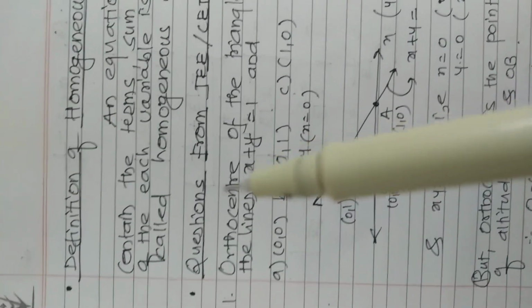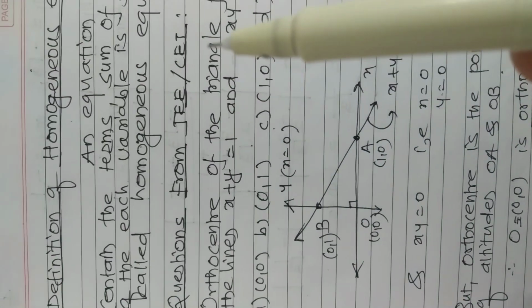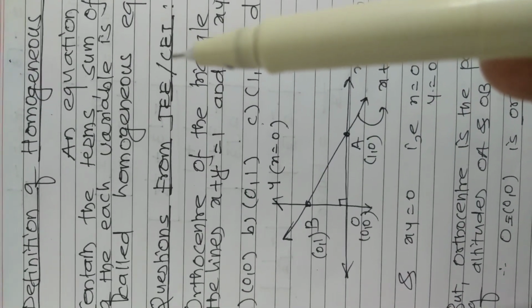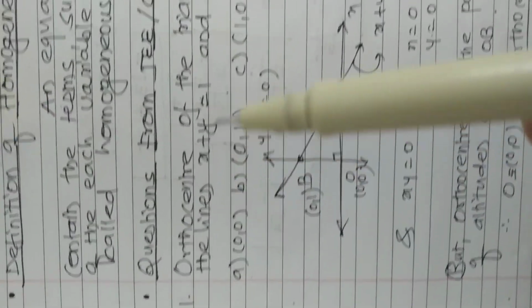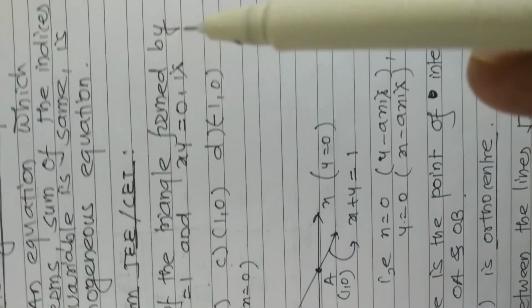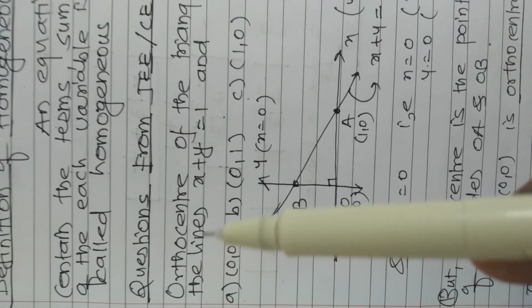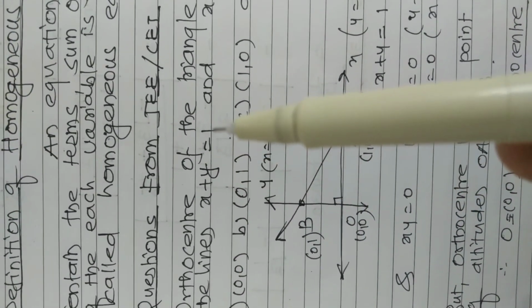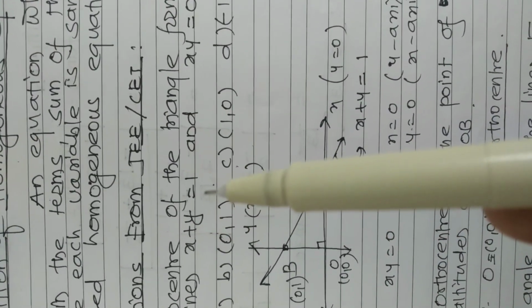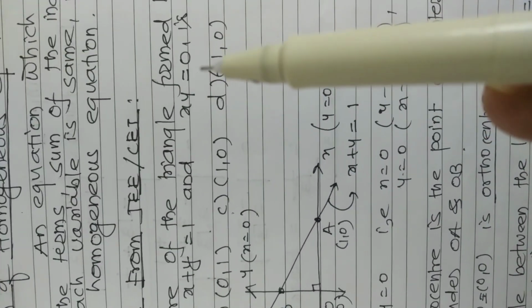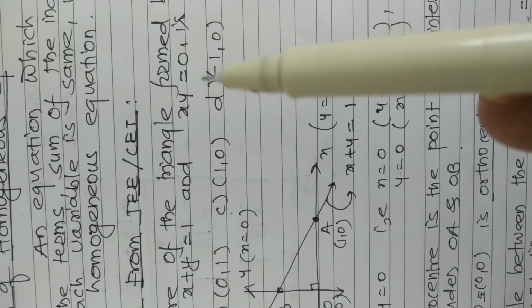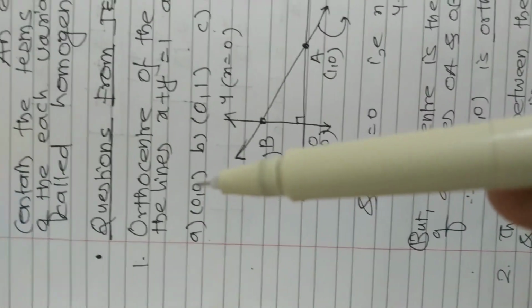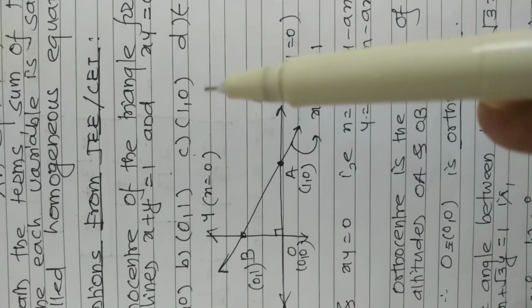But before that, again some questions which are related to JEE and CET. Now, a simple question, look into that. Orthocenter of the triangle formed by the lines x plus y equals 0, x plus y equals 1, which is the line not passing through the origin, and xy equals 0. xy equals 0 means these two lines are there. Options are given: (0, 0), (0, 1), (1, 0) and (minus 1, 0).